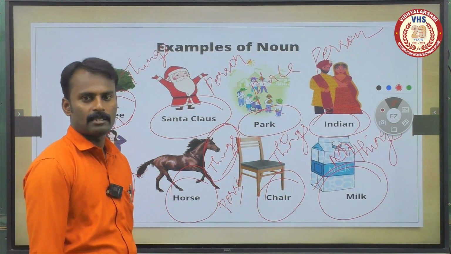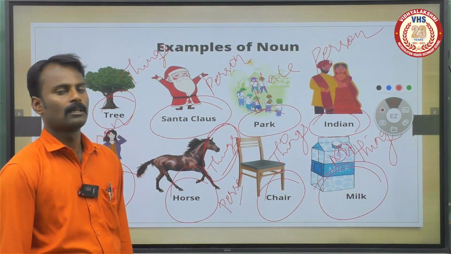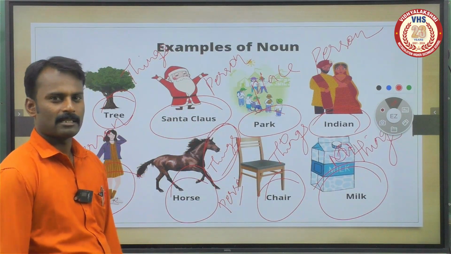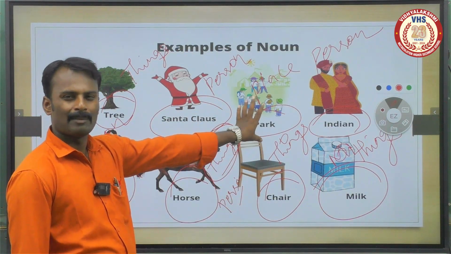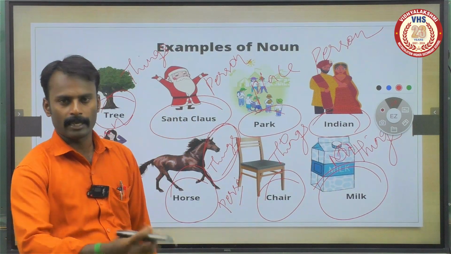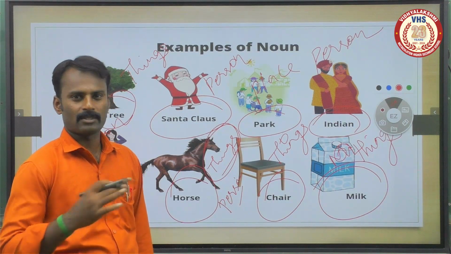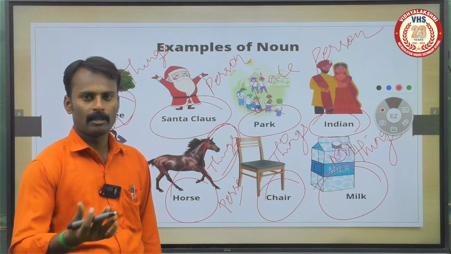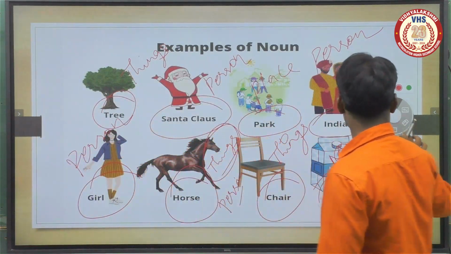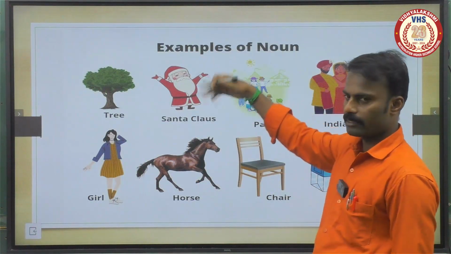A noun, which means a name of a person, place and things, is called noun. These all are the names of person, place and things. Here park is a place, and we can say so many places. For example, Chennai, Madurai, Erode, Coimbatore. These all are the examples of places in noun. Now come to types of noun.